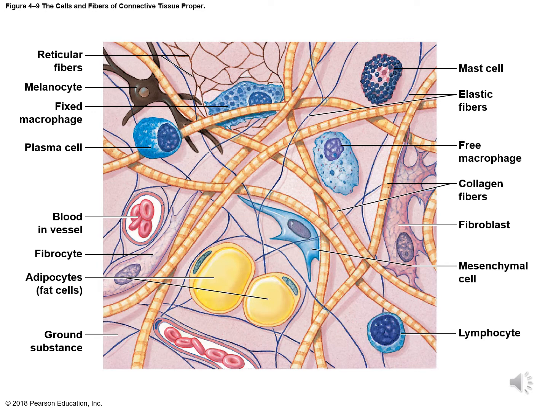Adipocytes are your fat cells. Mesenchymal cells are the stem cells for the connective tissue that will produce the other connective tissue cells. And melanocytes produce melanin, which is a pigment which will give color to the tissue.